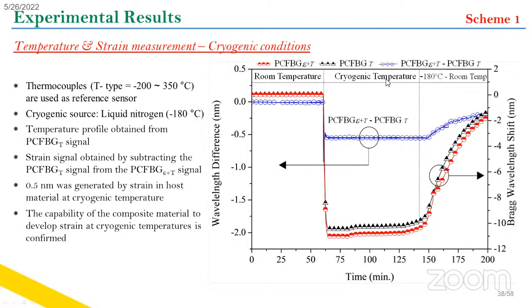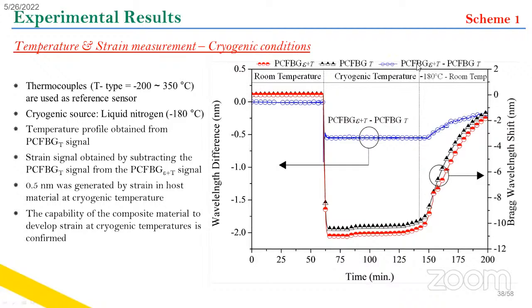Cryogenic temperature is -180 degrees, and here we go from -180 degrees to room temperature. Initially at room temperature, both the PCFPG, this one is only temperature, and this one is strain plus temperature. Initially all the values are 0, so the difference is also 0.